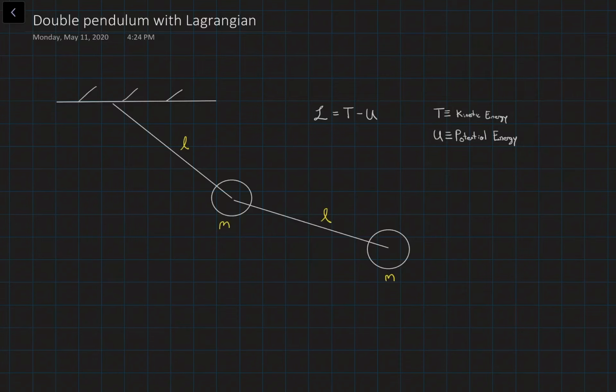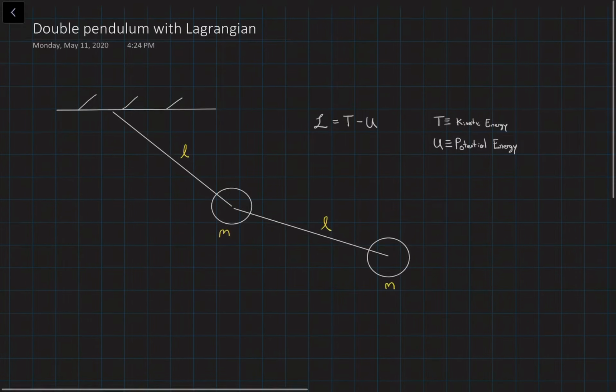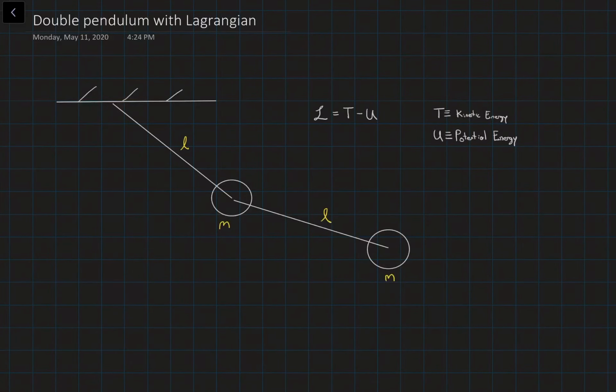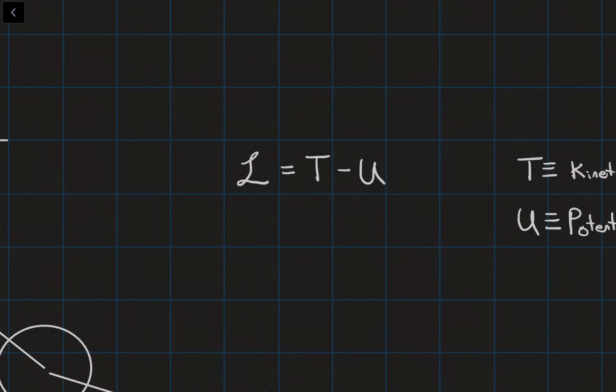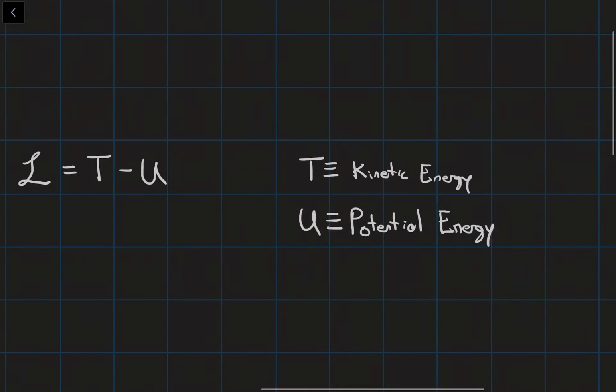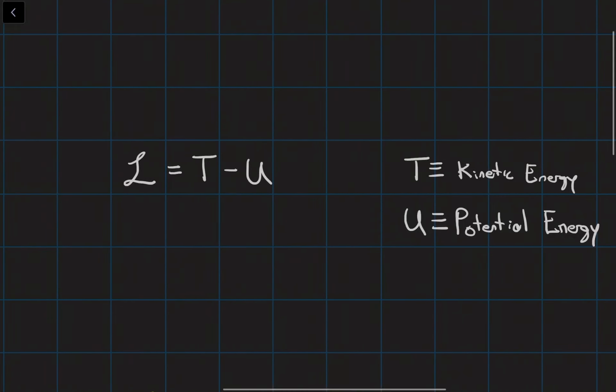In this video, I'm going to show you how to derive the equations of motion for a double pendulum using the Lagrangian. Well, what is the Lagrangian? It's right here, written with the script L, T minus U. That is simply the kinetic energy minus the potential energy.